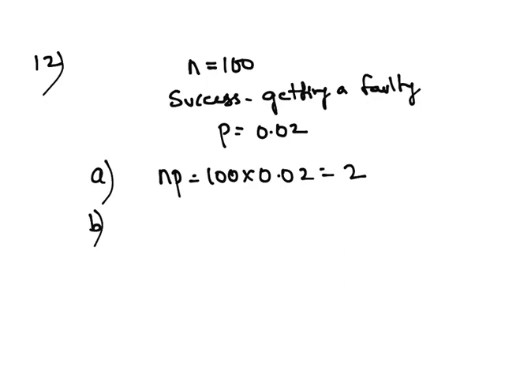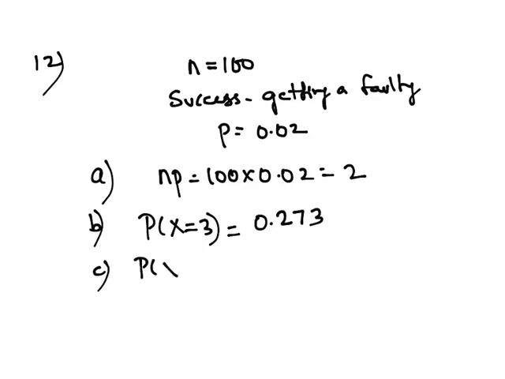Find the probability that 3 calculators are faulty. That means I want P of x equal to 3. So take a calculator, go to distribution binomial, go to BPD, put x as 3, and number of trials is 100, and probability of success is 0.02. So you get 0.273 as the answer.